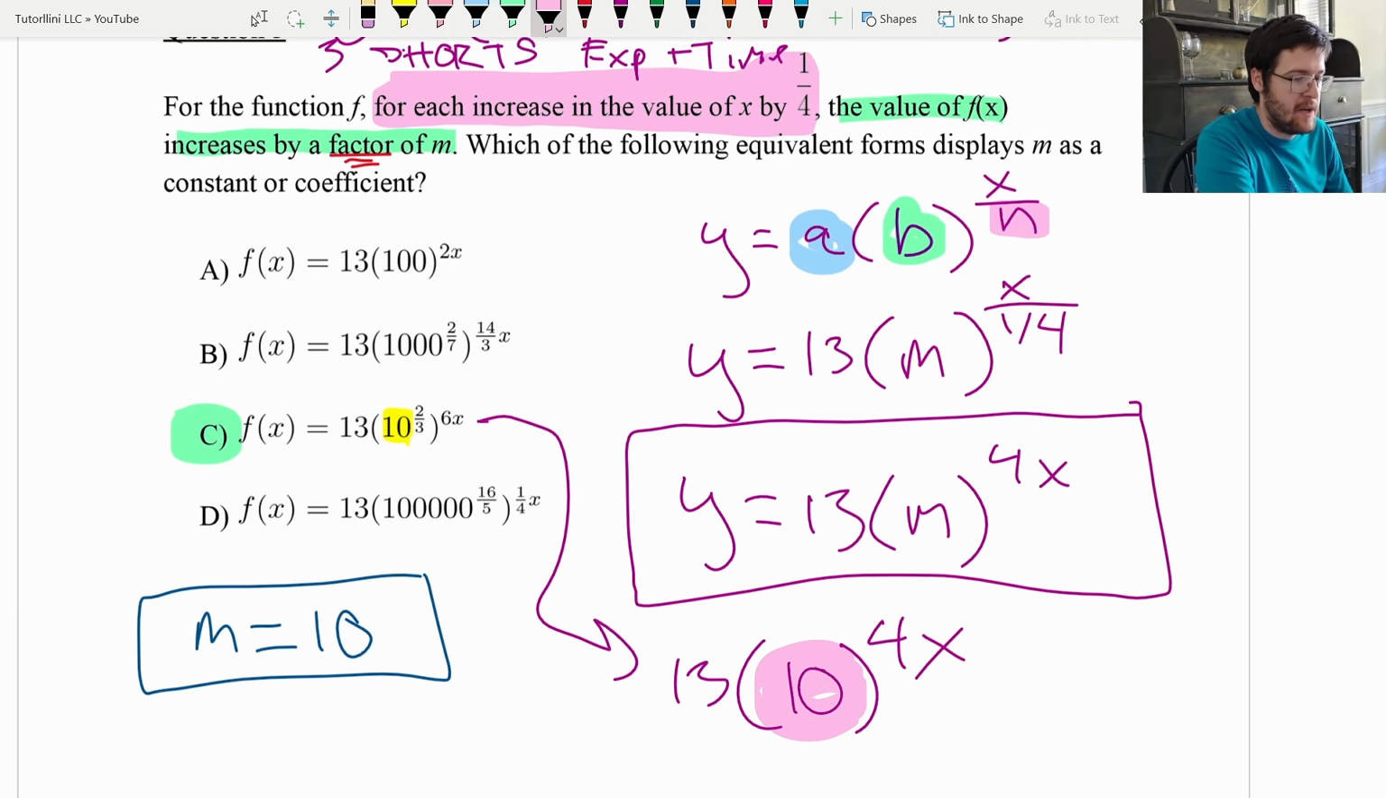Y gets multiplied by 10. You also could have done it with this one. So maybe you could have done 13 times 10 squared to the 2x. Because 100, it's already, we don't want a 2x, we want a 4x. Oh, and you see power to a power, we get 13 times 10 to the 4x.